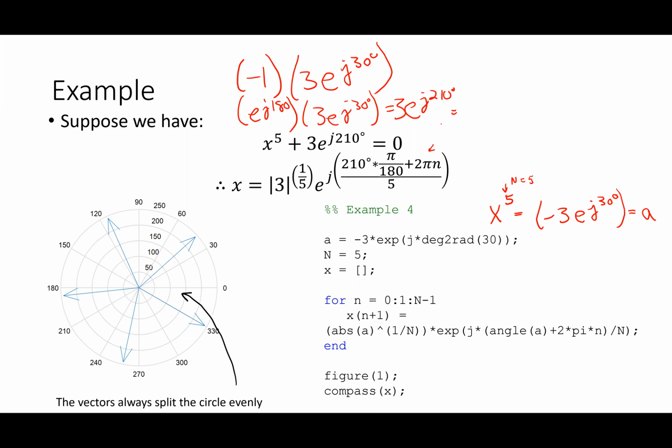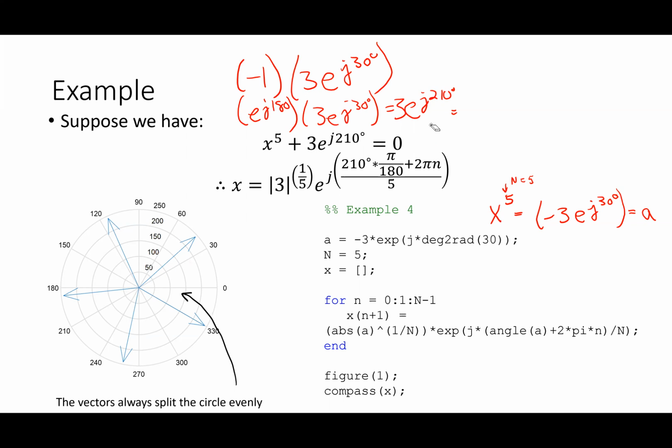I see. So it's 2 pi times n. That's right. For us, we'd have to make sure that the angle was in radians. I see. That's why the pi over 180 is there, to change it to radians. Yeah. And you could do this in degrees. There's nothing wrong with that.